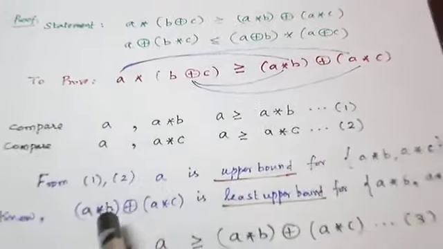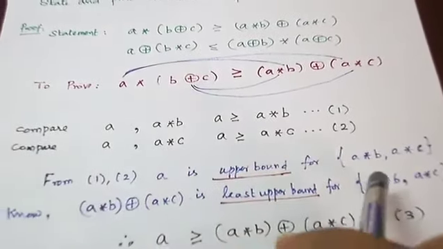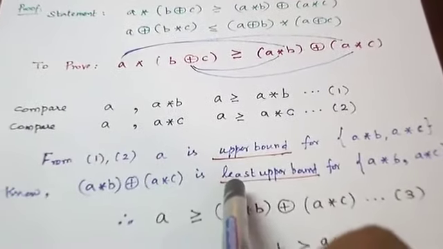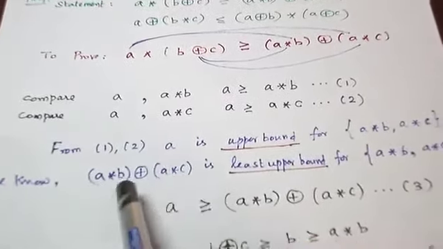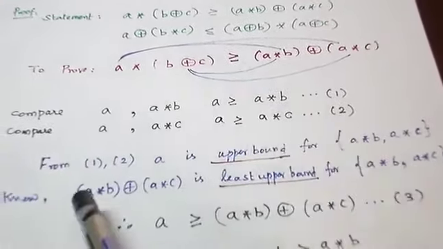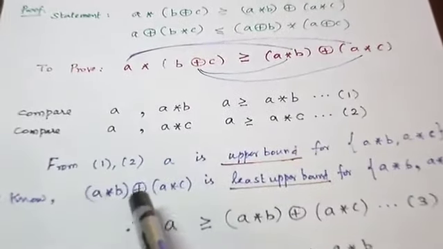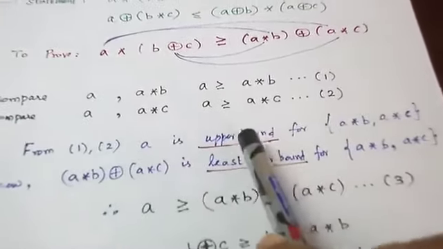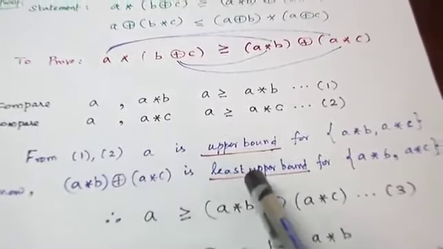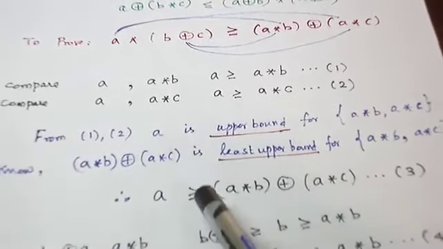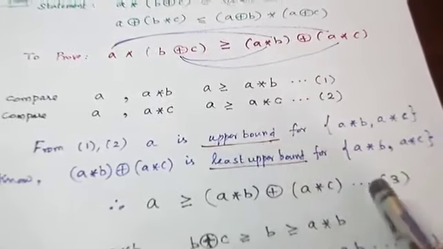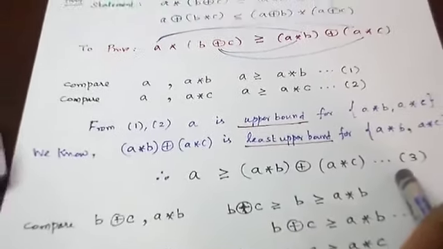And one thing is very clear: if we are given two elements x, y and asked to find an upper bound, we can immediately tell the least upper bound x + y, which is the standard upper bound. So for A * B and A * C, the standard least upper bound is (A * B) + (A * C). Now if we combine these two results, A is an upper bound, (A * B) + (A * C) is the least upper bound, we can say A is greater than (A * B) + (A * C). This is the least element and this is greater element. So we have inequality 3.